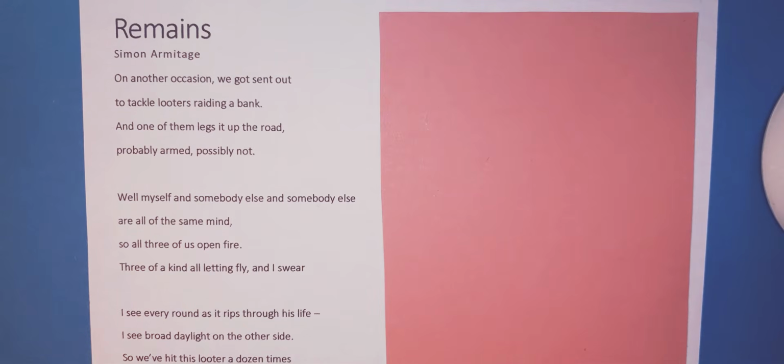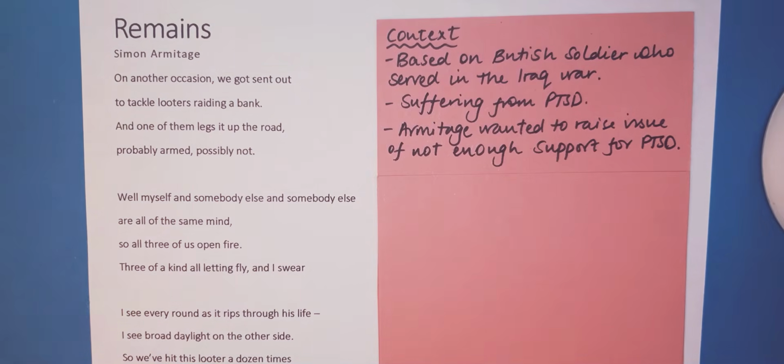Hi guys, in this video we are going to analyze the poem Remains, and the first thing we look at is context. So here's the main context that you need to know. The poem Remains is based on a British soldier who served in the Iraq War, and this soldier is suffering from PTSD. And Armitage's main purpose of writing this poem is that he wanted to raise the issue that there's not enough support from the army for those who are suffering from PTSD. So that is the key context that you need to know.